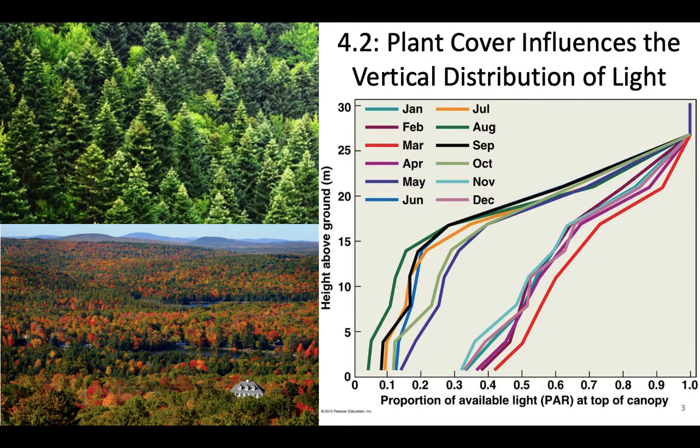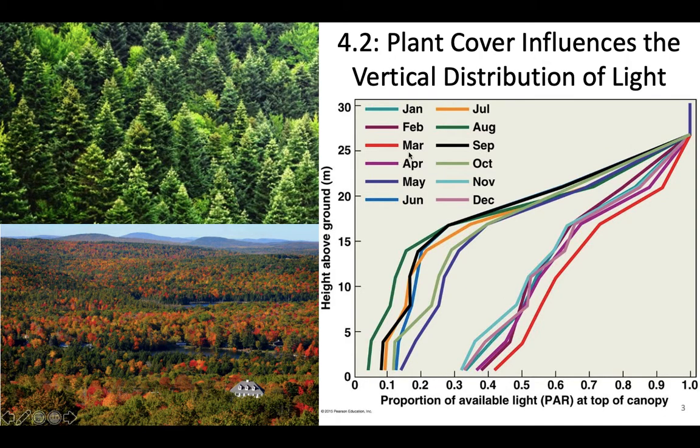You also get seasonal changes in the amount of light availability at different heights, vertical distributions in an environment. This is kind of a lot of graph to look at in a short amount of time, so I will summarize it for you. So basically what you see here is that in August, September, June, July, and May, you've got a really low proportion of light available at the bottom of the canopy. And then in November, December, January, February, April, and March, you've got higher light availability at the bottom of the canopy.